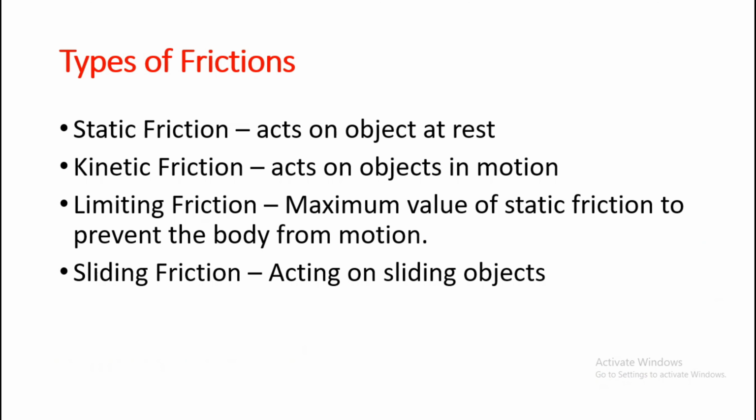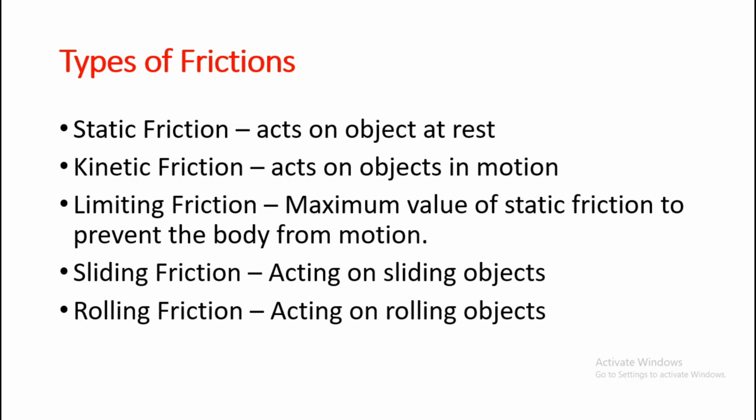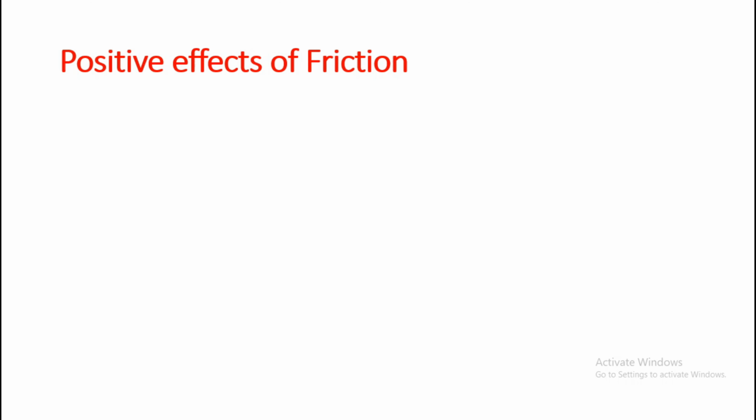Sliding friction acts on objects which are sliding. Rolling friction acts on rolling objects. So if we see in case of rolling, the surface in contact is less as compared to sliding. So that is why we convert sliding friction to rolling friction by using bearings and wheels.